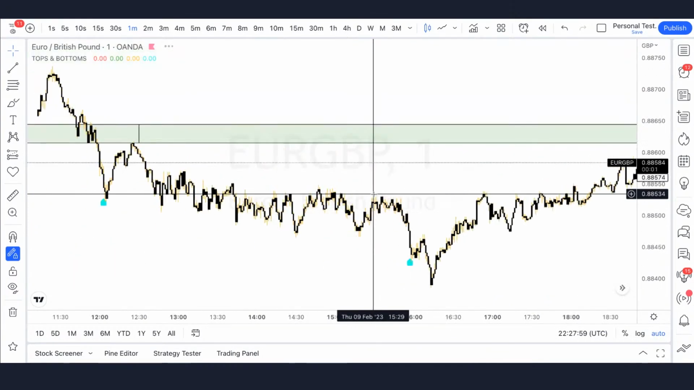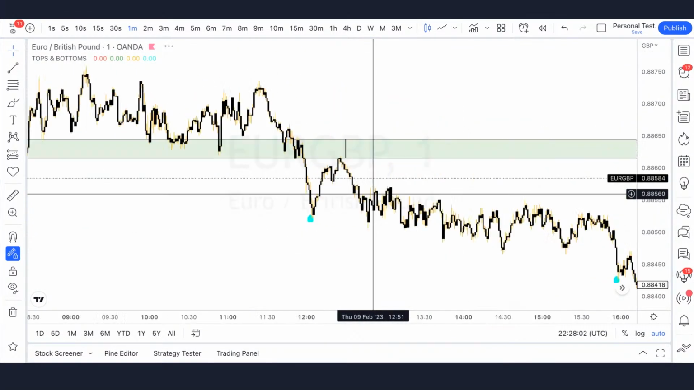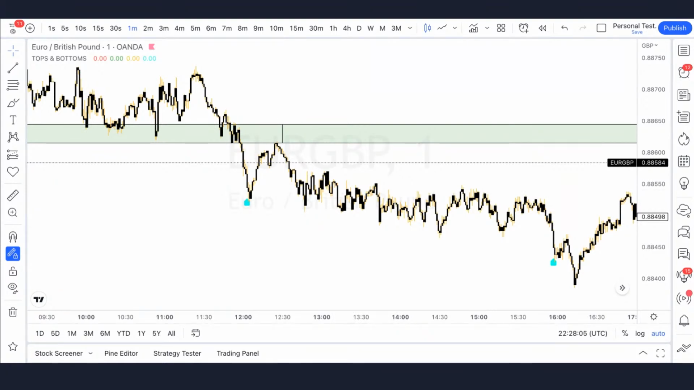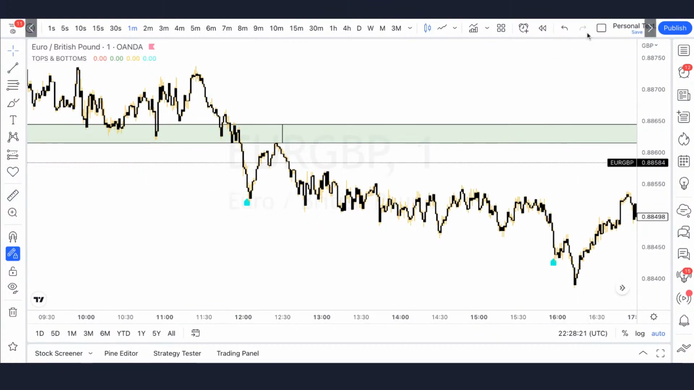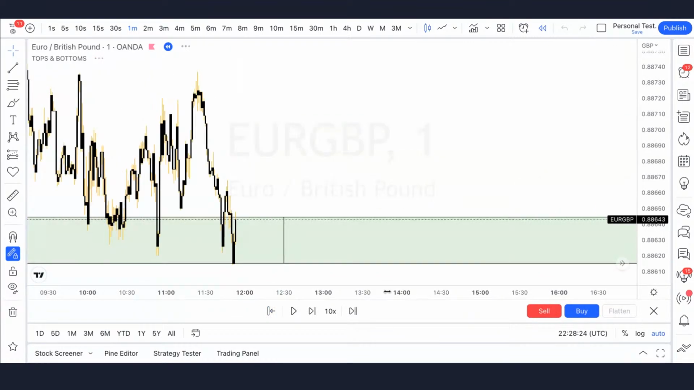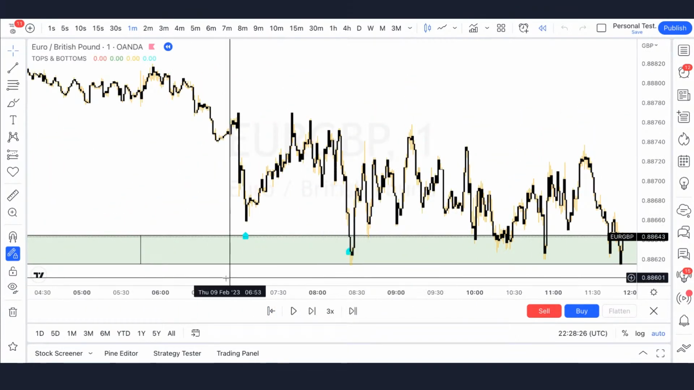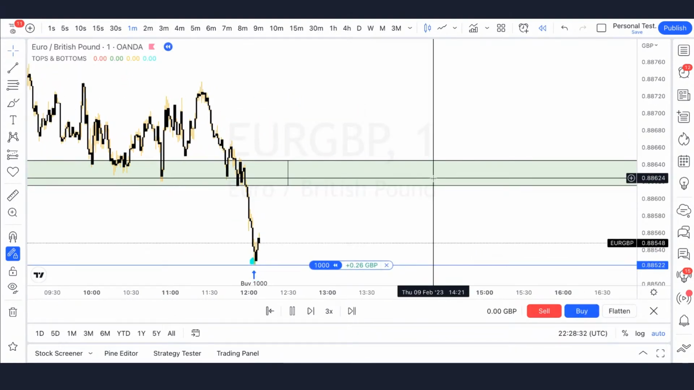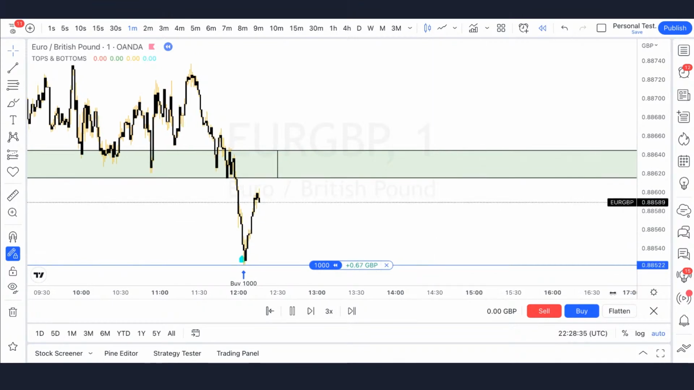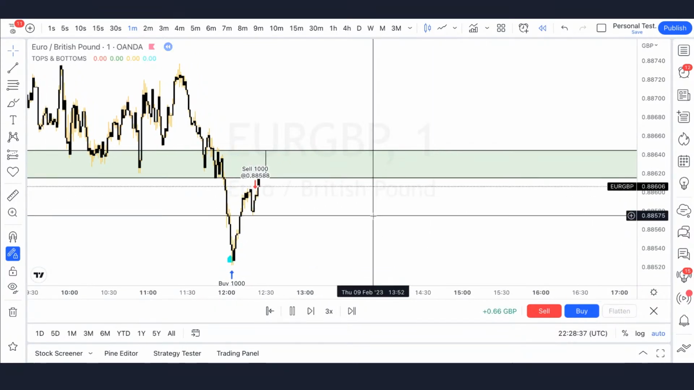So euro pound. This was right in the morning again. Look at the time when we did take that, just around about the midday one. So yeah, it was this one. We'll get our replay tool up and show you how this trade came through. Just there, we took our buy and took our profits pretty quickly on that one.